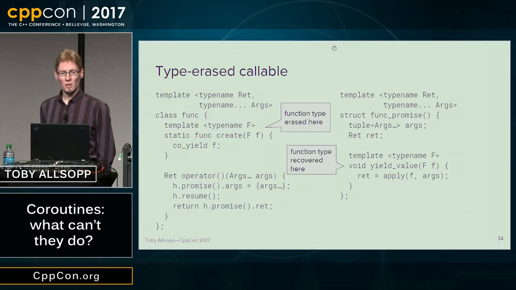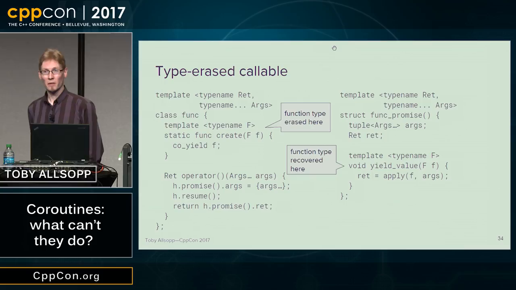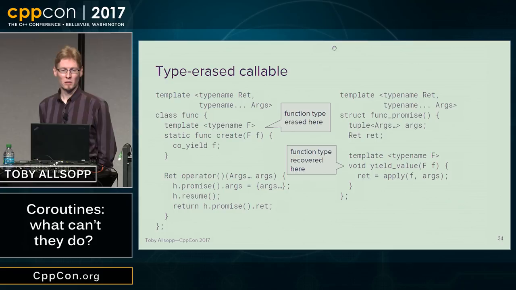So this is probably a bit hard to digest, this code, honestly. But we've got a coroutine there. That create function there is a coroutine. So it's a static member function, which is cool. Coroutines can be static or non-static member functions.